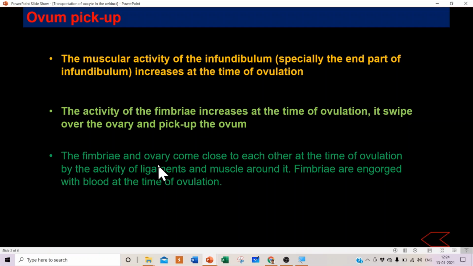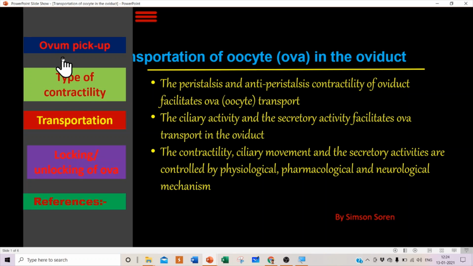The fimbriae and the ovary come close to each other at the time of ovulation by the activity of ligaments and the muscles around these structures. The fimbriae move over the surface of the ovary so that as soon as the ova are released they receive them, and it facilitates the movement toward the ampulla in the oviduct. Fimbriae are engorged with blood at the time of ovulation. So that's how the ovum is picked up just at the time of ovulation.